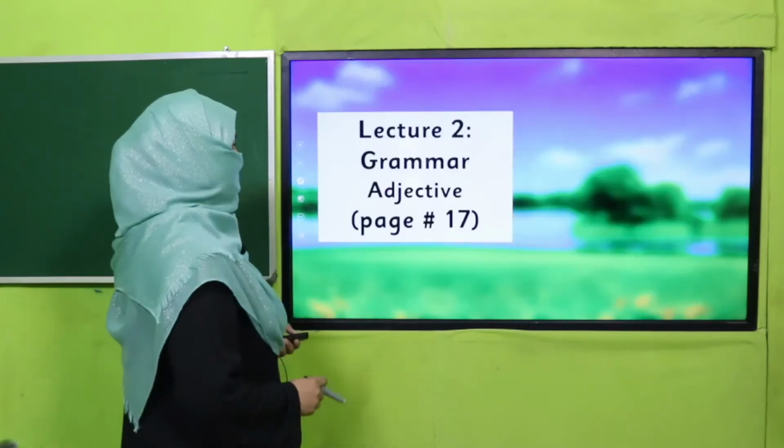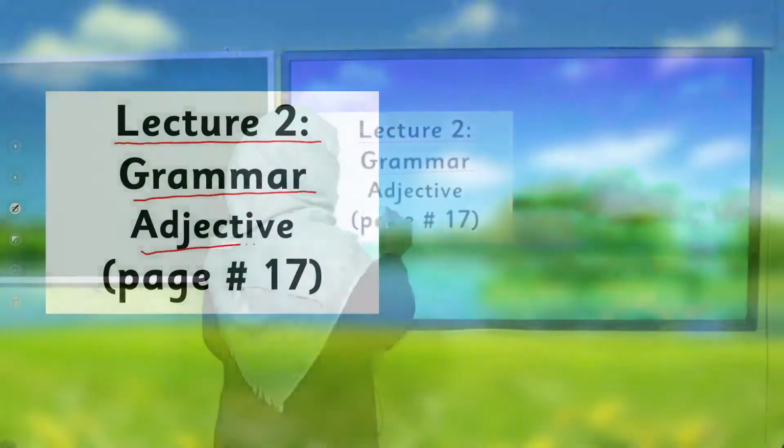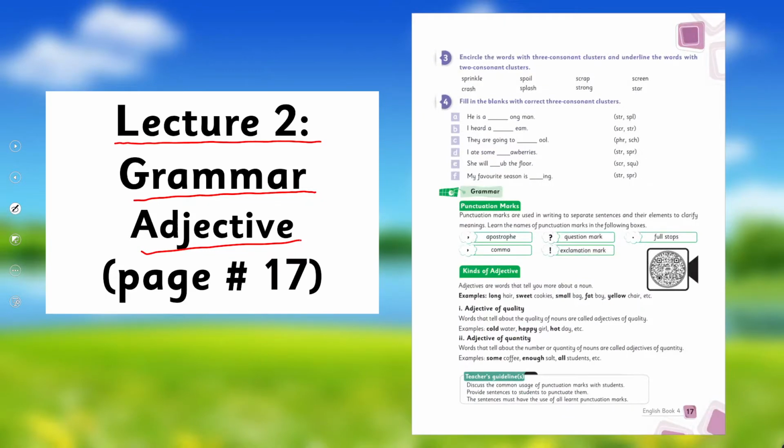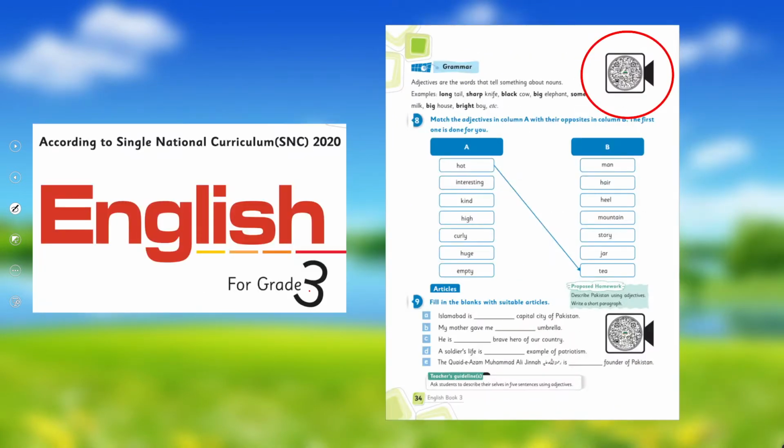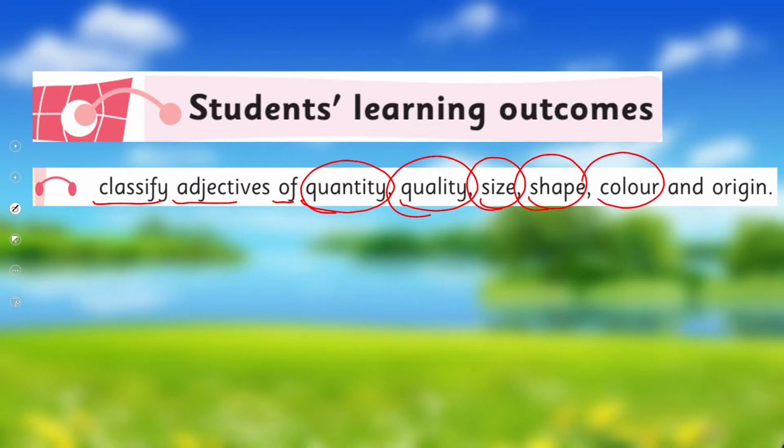Yes, my dear students, today is lecture 2 under the title of grammar. We are going to learn about adjectives and we'll cover page number 17 of your book. Before this, in English for grade 3, I have taught you about adjectives. I hope you remember. If not, you may watch this video again. So today we'll learn further and we'll cover the SLO to classify adjectives of quantity, quality, size, shape, color, and origin. This is our today's SLO.